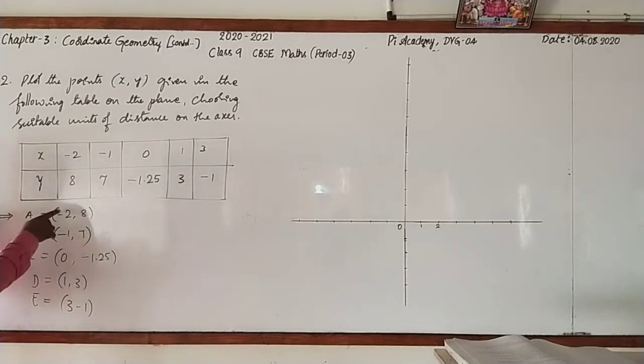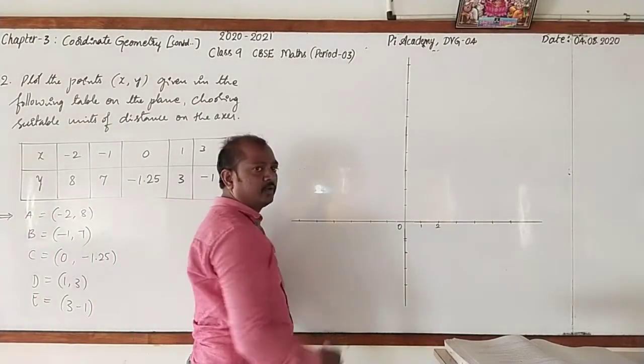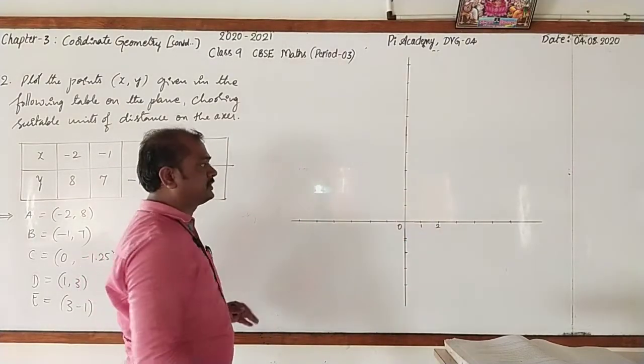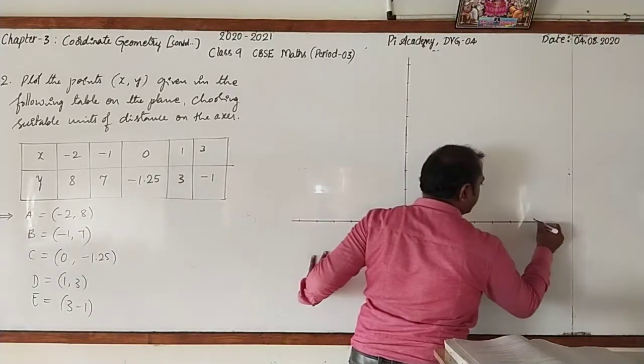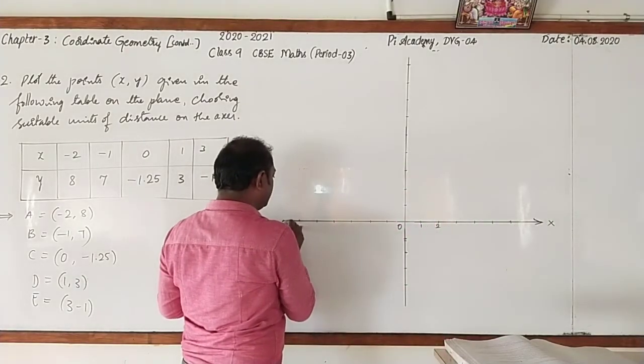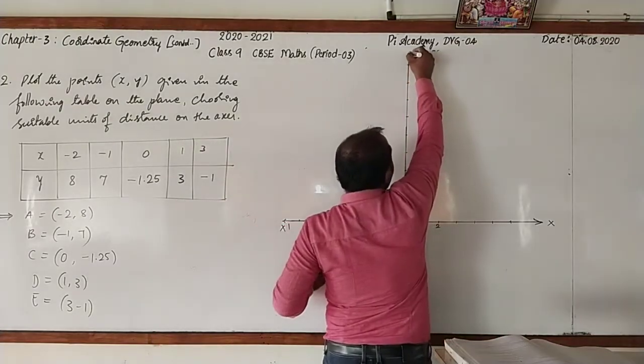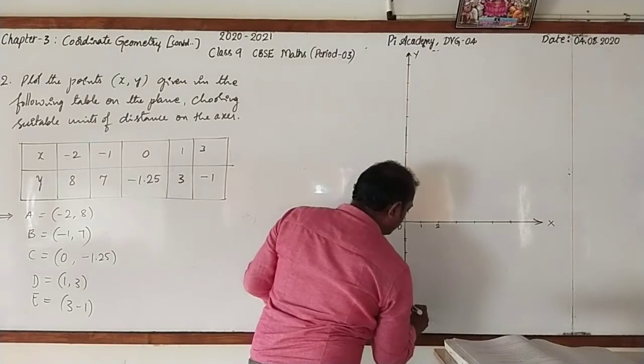Observe it. In the x-axis, the highest point is 3 on the positive side and -2 on the negative side. Whereas in the y-axis, it is 8, and the least one is -1. So here, I'll go for drawing the Cartesian plane, and draw the x and y axis. Look here. The horizontal line is the x axis, denoted as XOX'. The vertical line is the y axis, denoted as YOY'.